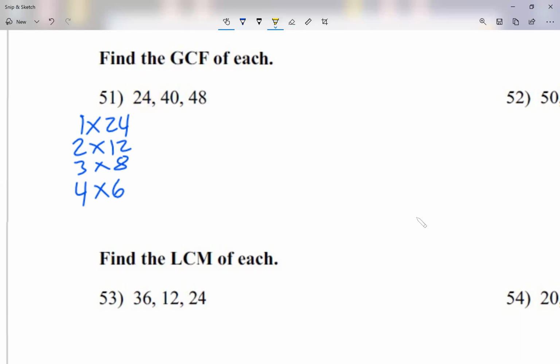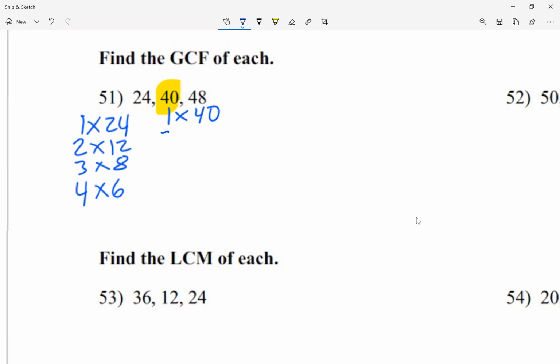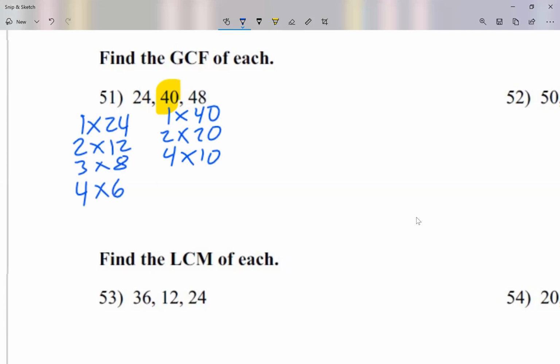Now let's take a look at the factors of 40. I'm going to say 1 times 40, 2 times 20. 3 is not a factor of 40. But then I go 4 times 10, 5 times 8. 6 and 7 are not good. 8's already on my list, so I stopped.